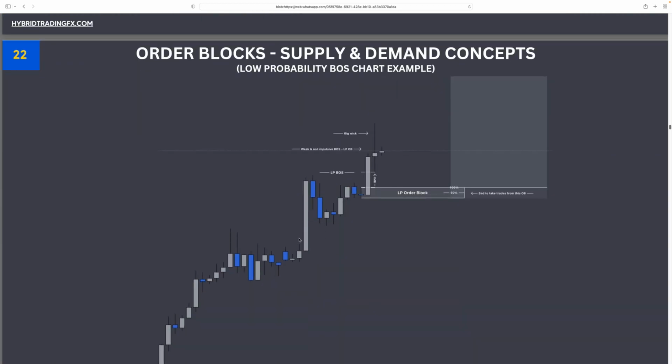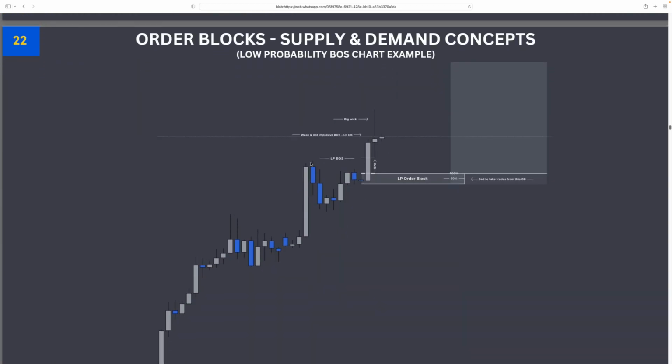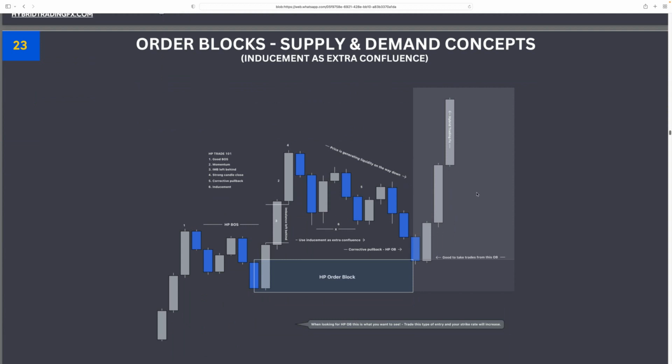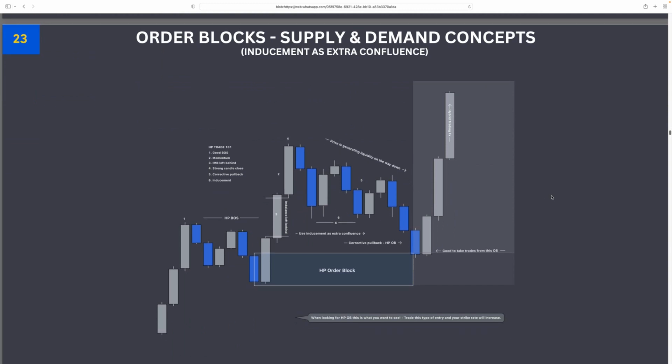Okay, guys, and we have again a chart example of a low probability breakout structure. You see a low probability breakout structure, guys. Here we don't have momentum, we didn't break quite impulsively, we have a big wick left behind. I mean, this example is really bad. And right here, guys, we have inducement as an extra confluence. So this is basically something that is really quite beautiful.